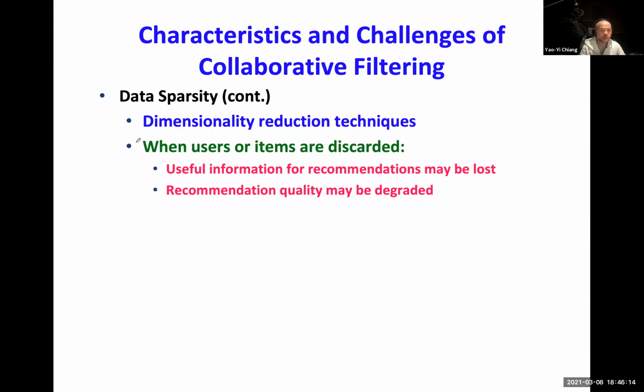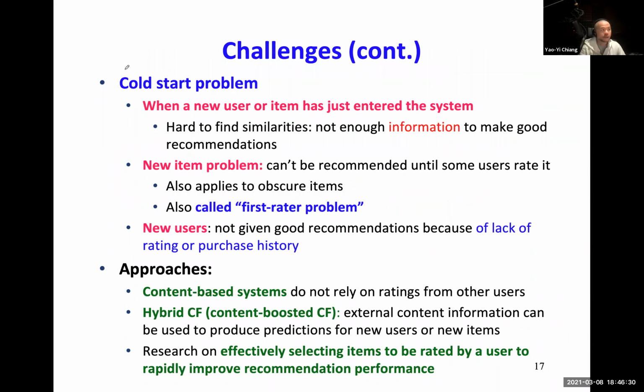Dimension reduction techniques, when users or items are discarded because you want to compact your matrices, sometimes useful information for recommendations could be lost. The quality of your recommendation may be degraded. Other challenges: we have the cold-start problem. When a user or item just enters the system, it's almost impossible to find similar items or users, right? Because you do not have enough information to make good recommendations.